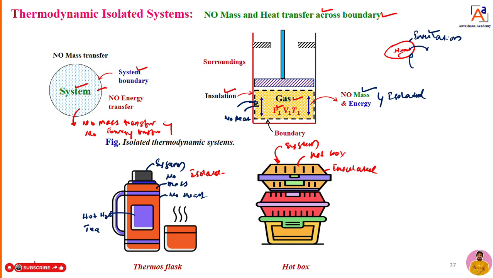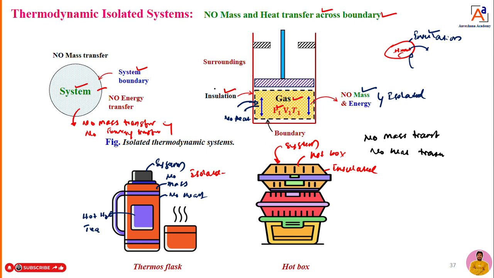In this system, when it is a hot box, there is no mass transfer and there is no heat transfer. If there is no mass transfer and no heat transfer in the system, we can call it an isolated system. An isolated system is one in which there is no mass and heat energy across the system boundary.